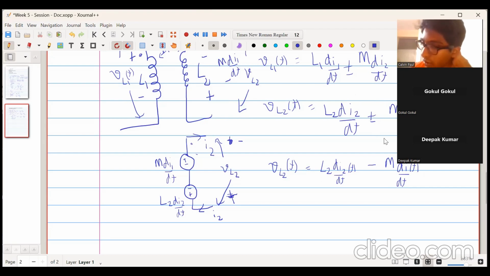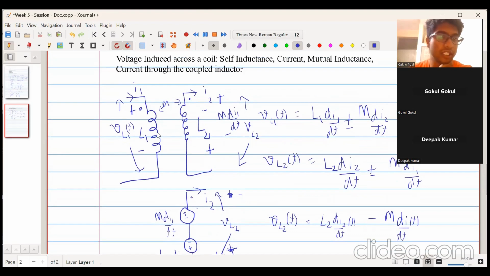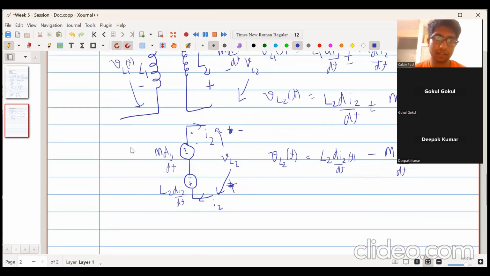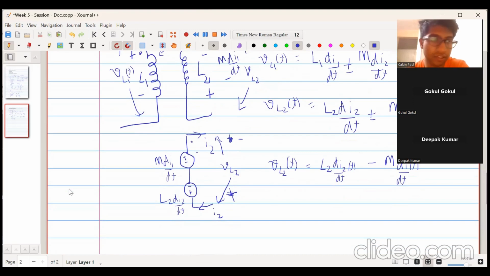Now we will try to find the voltage across the inductor L1. Here current is flowing inwards, so it will be given like this: positive, negative, L1 di1 upon dt.